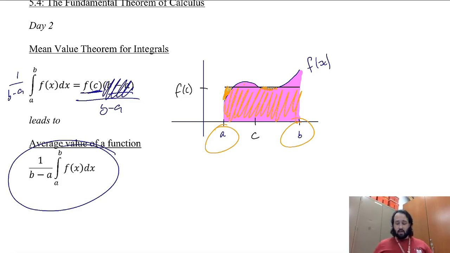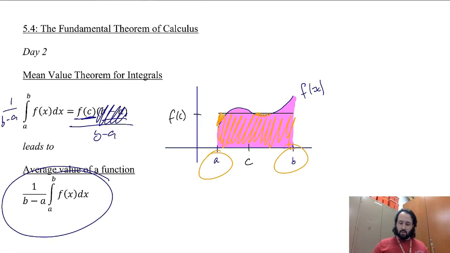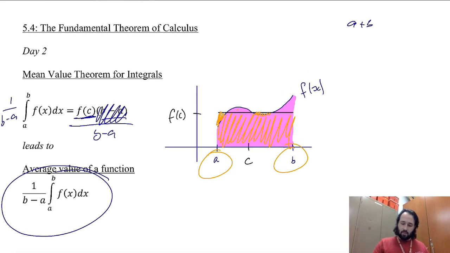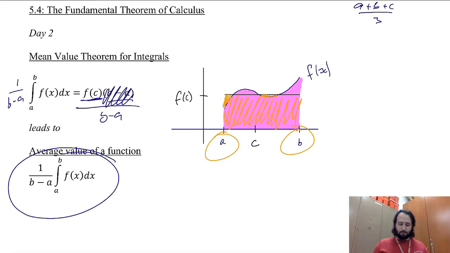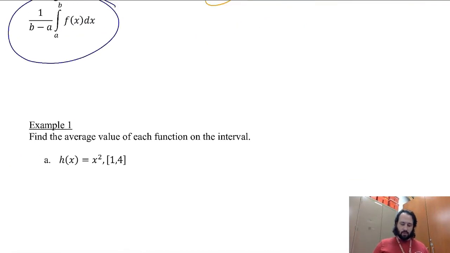So it's changing. Average of a linear function is easy, right? It's just a plus b divided by 2 or whatever. That's for usually a linear change, but not always. So what they will ask you is essentially just find the average value of each function on the interval.